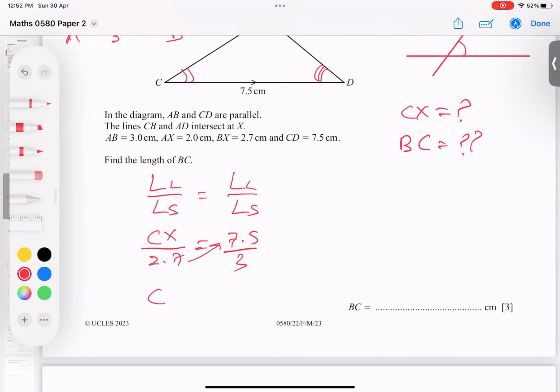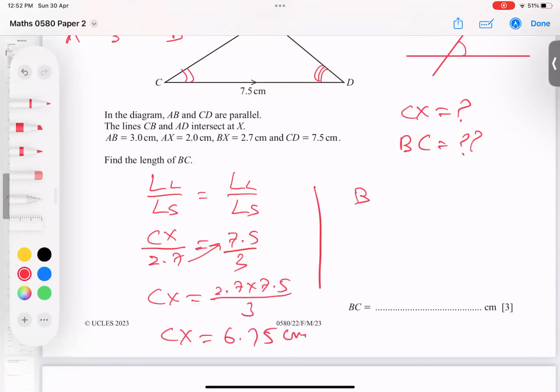This multiplies, that's it. So I'm multiplying 2.7 into 7.5 over 3. It gives me the CX value, and the CX value coming to me is 6.75 centimeters. But CX is not my answer. BX I'm finding finally.